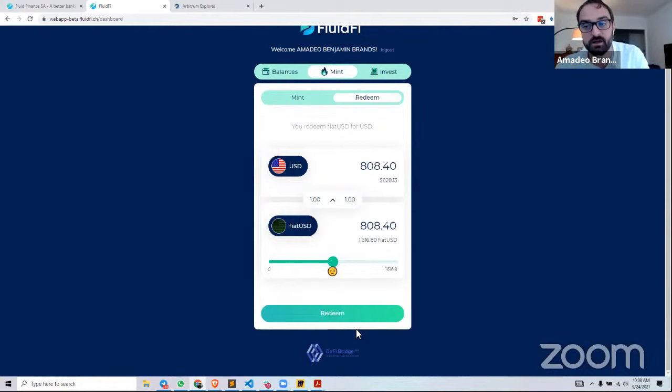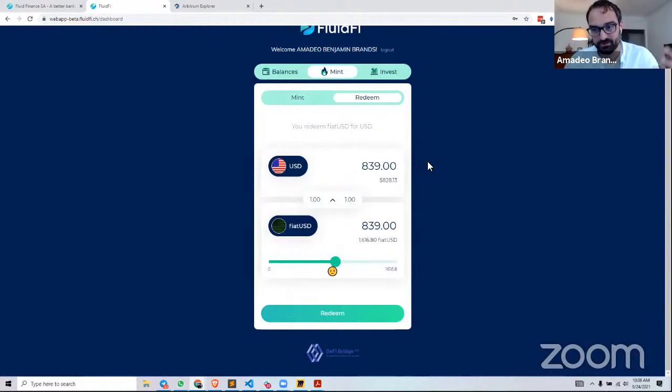So that's why we separate these two things. And fiat USD is a product from the DeFi Bridge DAO created in collaboration with Fluid Finance. And we will also have two websites. We have the Fluid Finance website, and we will have the DeFi Bridge DAO website, where the fiat USD, this is a product from the DeFi Bridge DAO, which also other banks are interested in working with. All right, so now let's redeem, right?